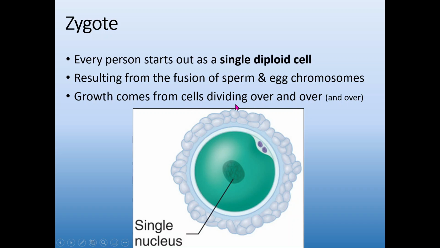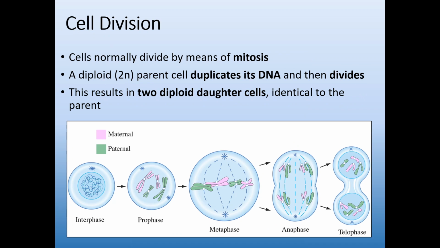Once we've created this single diploid cell, we have to go from a single cell to something fully developed like we are, which is hundreds of millions of cells. And that's just going to involve the process of dividing this initial cell over and over again until we have a fully functioning developed human. So in order to talk about that, we have to talk about the cell division process.